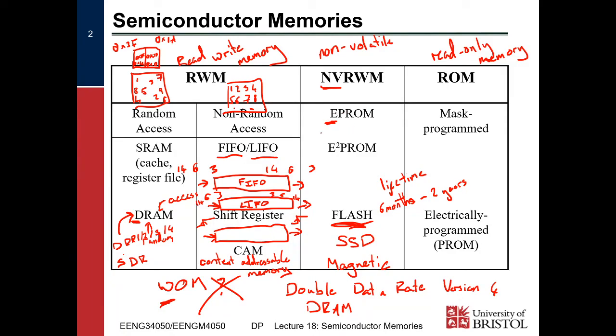So we erase it with a UV light. We then program it with, so this is a write once memory. So we erase it with a UV light, we then get to write to it one time, and then it becomes a read-only memory. Right?